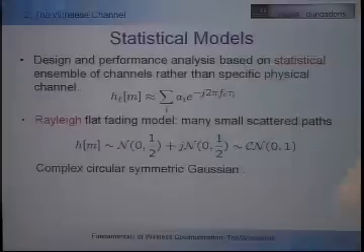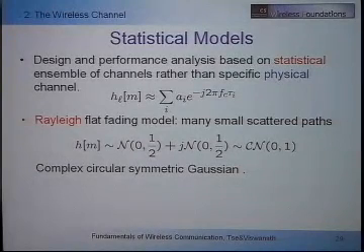What does circular symmetric mean? Circular symmetric means that the phase of that complex random variable is uniformly distributed between 0 and 2 pi. Therefore, if you look at that random variable as a complex random variable, there's no preference in terms of direction. Okay?